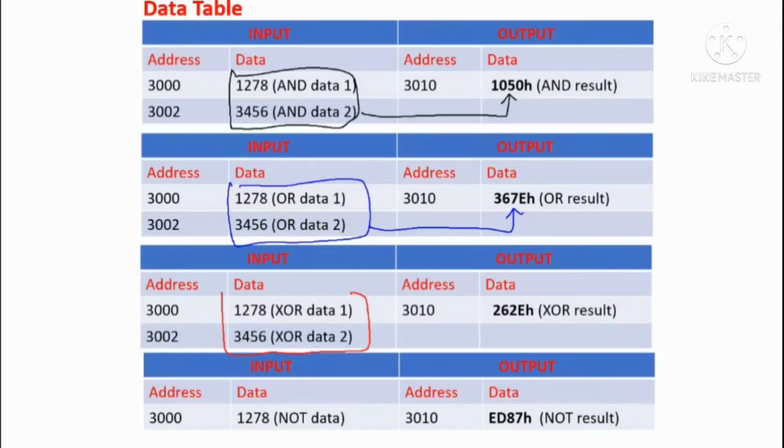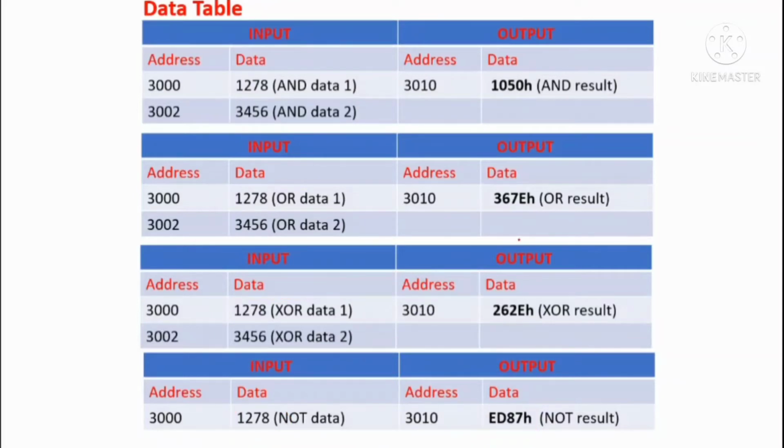I have just taken the same data. So for 1278 and 3456, the result of XOR will be 262E. And if you take 1278 for the NOT operation, the result of the NOT operation will be ED87. So this is the data we assume. You can assume any data, but I have assumed this data. Let's verify the same data both by simulation as well as in the hardware, and make sure our program works as required. Let's go.